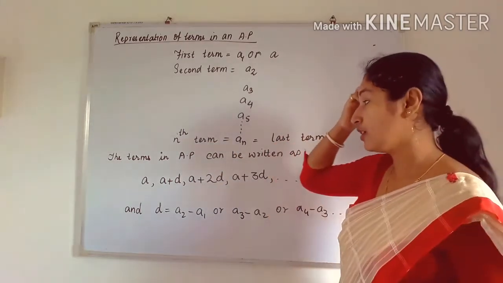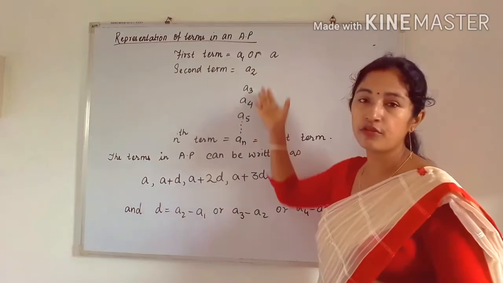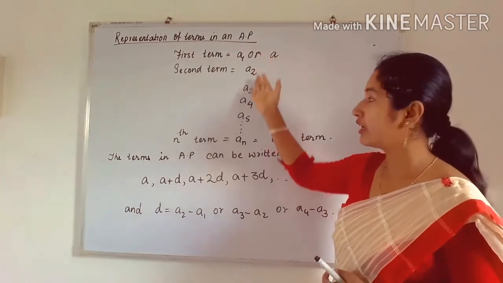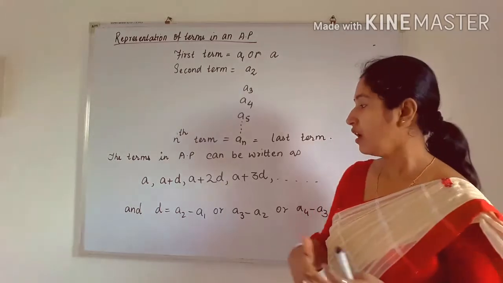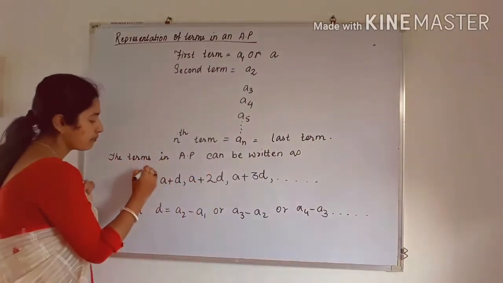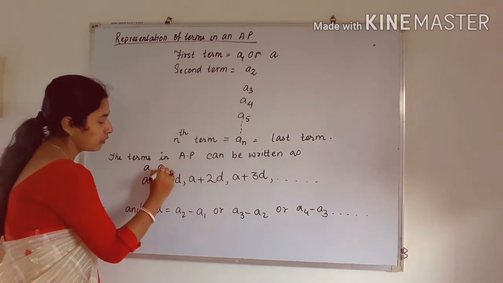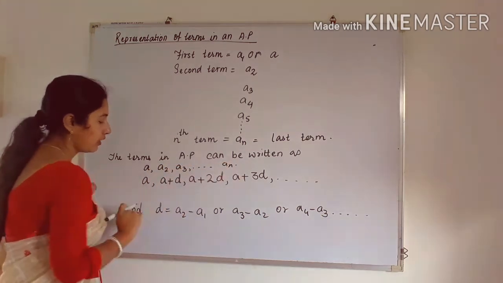Okay. So the terms in AP can be written as, so these are the representation of terms. Symbolically we can represent it like this, and if we write in a sequence we can write it like this. See, first term will be A, second term will be A2, third term will be A3, like this it will go on up to An.